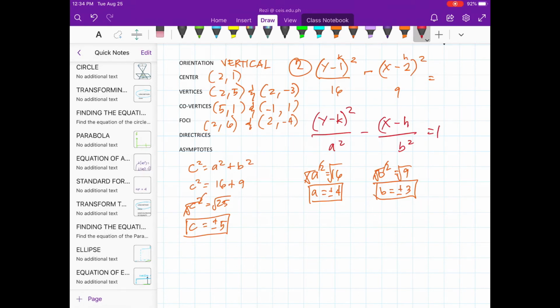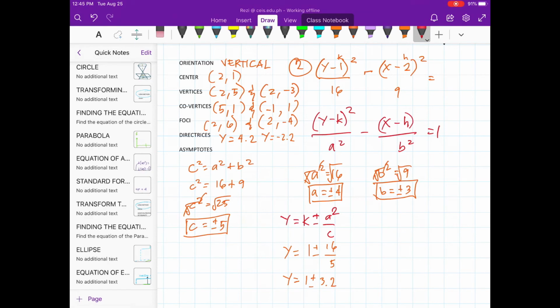For the directrix, we need this formula. Substitute the values we have. So our directrix is y is equal to 1 plus 3.2 is 4.2. The other one is y equals 1 minus 3.2 is negative 2.2.